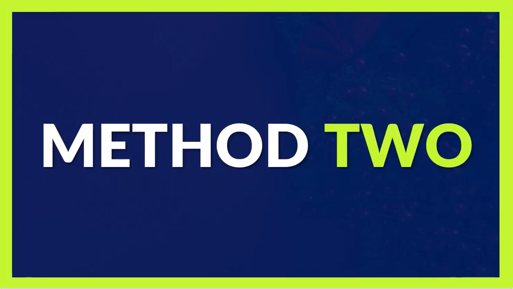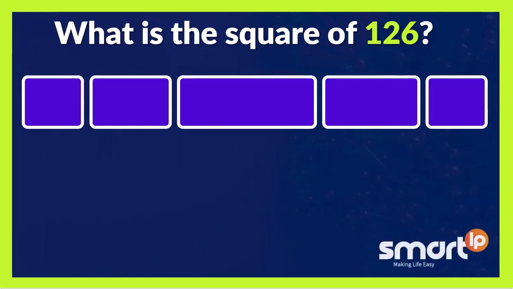You've learned the first method of solving a square problem. Now let's look at the second method. Okay, so we have this before us. We are to find the square of 126. And I've gone ahead to draw 5 boxes. So these 5 boxes are helping us to visualize what we need to do so that this can be easy to comprehend. Okay, so this is what we're going to do now.